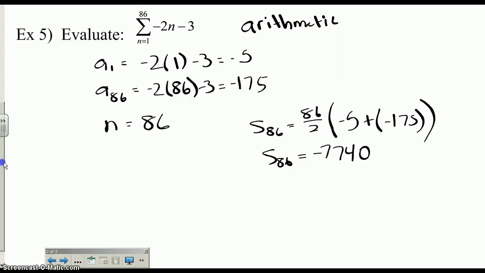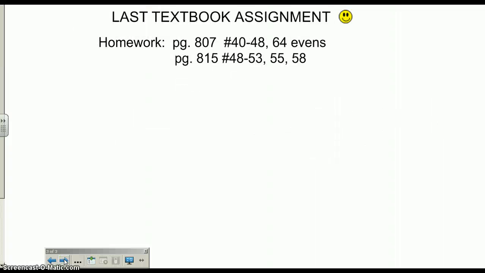Okay guys, so you've seen 3 arithmetic and 2 geometric. So look back to those for examples. Here's the textbook assignment. Please get started.